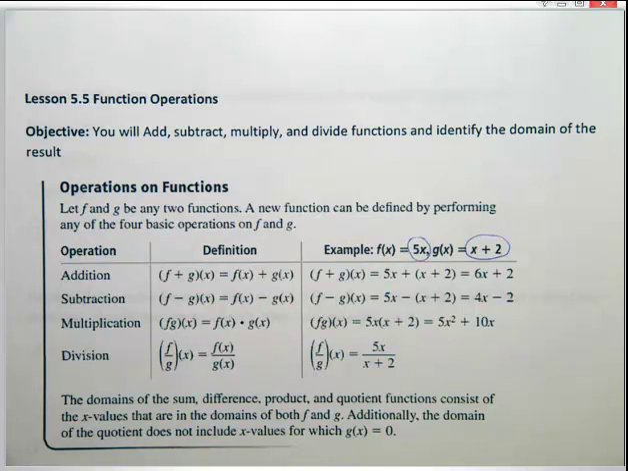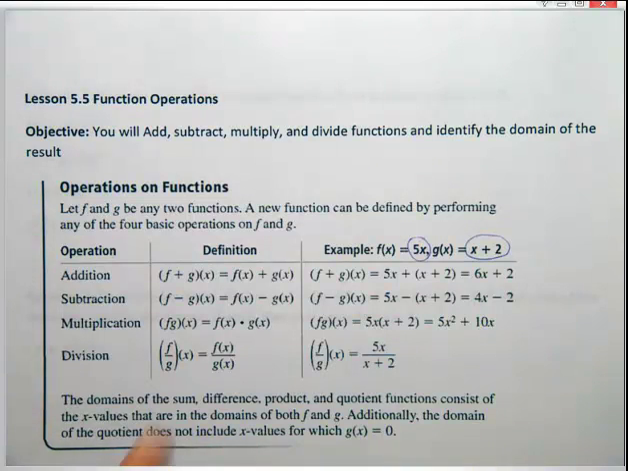Today's lesson will be talking about function operations. We're going to be adding, subtracting, multiplying, and dividing functions, and then identifying the domain of the resulting function. The core concepts listed here represent our different options for adding, subtracting, multiplying, and dividing functions.